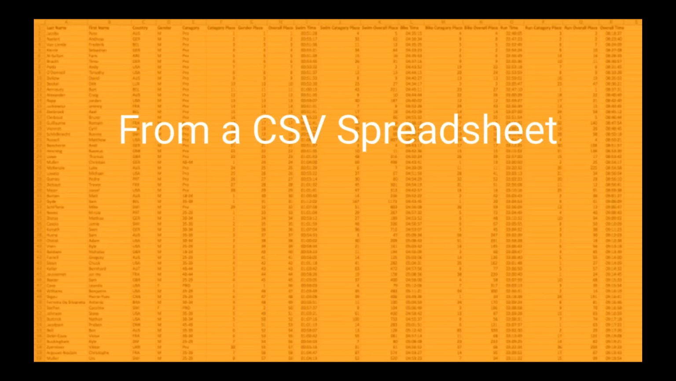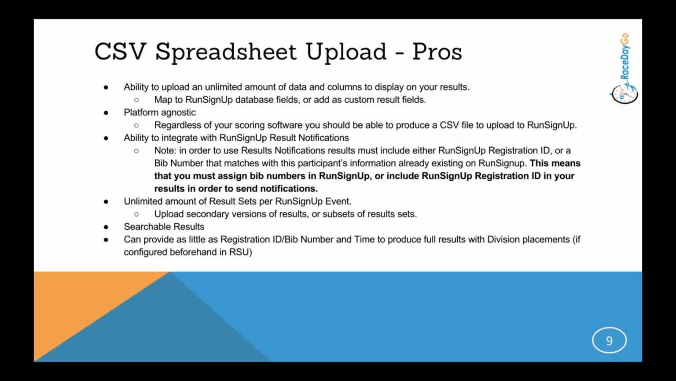The next slide is we're going to go through importing or uploading from a CSV spreadsheet. What's nice about uploading from a CSV spreadsheet is that you have the ability to upload an unlimited amount of data and columns to display in your results. So what this means is that you can upload any number of different custom fields that you would like, and that's nice for certain types of races where you might want to add on additional columns, like you want to designate that this person was a survivor or something along those lines.